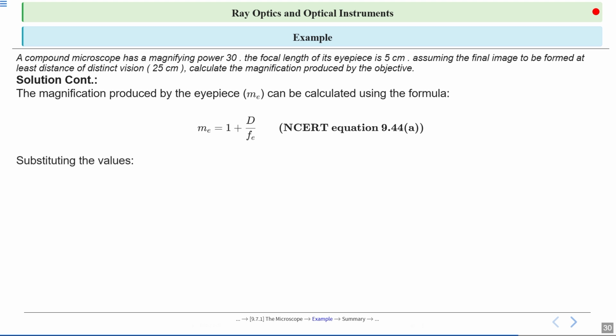So after substituting the values, we find that ME equals 1 plus 25 centimeter upon 5 centimeter, which simplifies to ME equals 1 plus 5 equals 6. This means the eyepiece alone magnifies the image 6 times. This calculation is a key part of understanding the microscope's overall magnifying power.